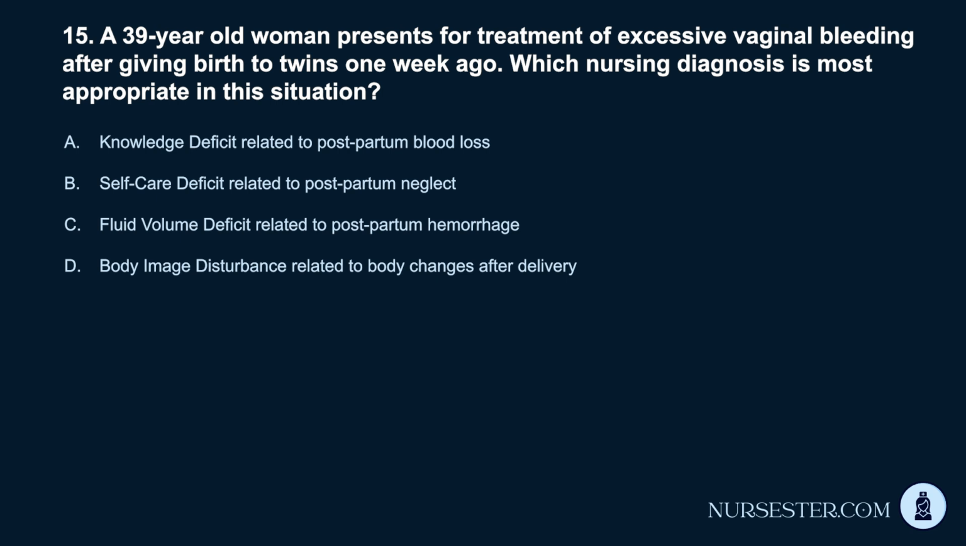15. A 39-year-old woman presents for treatment of excessive vaginal bleeding after giving birth to twins 1 week ago. Which nursing diagnosis is most appropriate in this situation? A. A knowledge deficit related to postpartum blood loss. B. Self-care deficit related to postpartum neglect. C. Fluid volume deficit related to postpartum hemorrhage. D. Body image disturbance related to body changes after delivery. Correct answer, C. Fluid volume deficit related to postpartum hemorrhage.